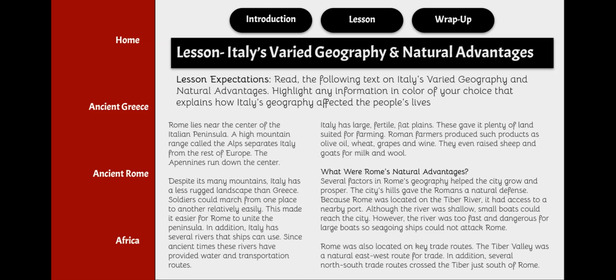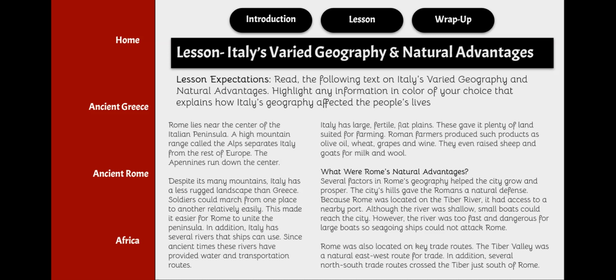Highlight any information in the color of your choice that explain how Italy's geography affected the people's lives. Now, it could be positively affecting their lives or negatively affecting their lives. You can make the choice. I would highlight both as it's going to help you understand how the geography shaped the people's lives.